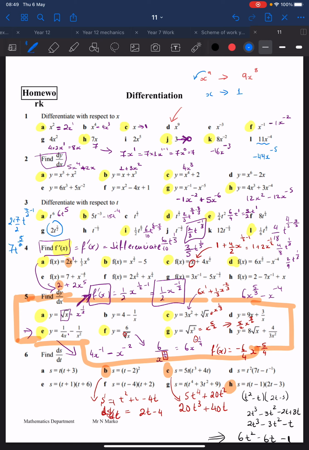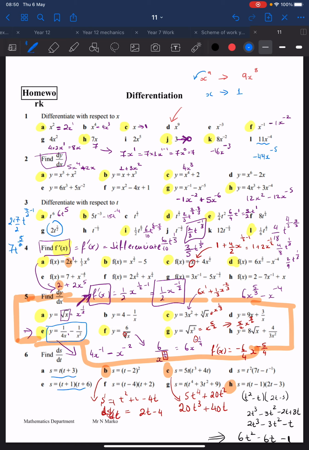Special cases that we need to remember: if you've got a big equation like this, the first thing you have to do is expand brackets before you can differentiate. If you've got a square root, remember, square root of x is like having x to the power of a half, so that's a special case. And also you've got a special case when you've got a number as a denominator.